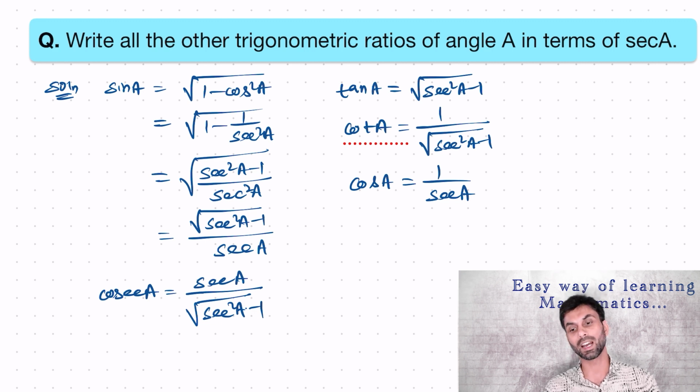So remember, they can ask you the question to write other trigonometric ratios maybe in terms of cos A or tan A, cot A, cosec A or sin A also. And using these identities we have learned, we are going to write in the required form.